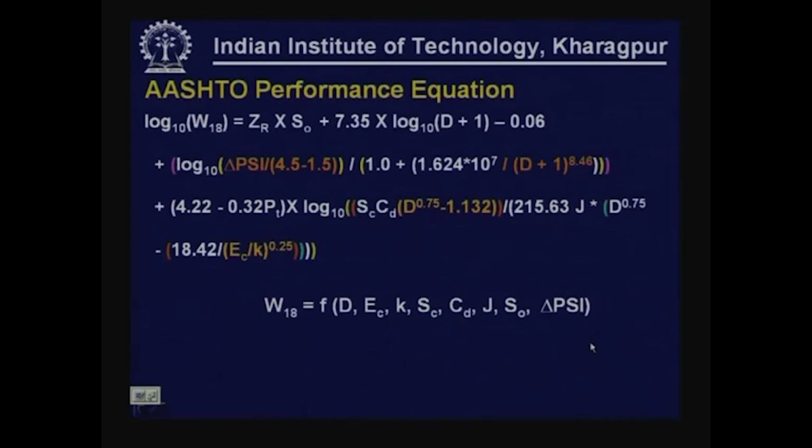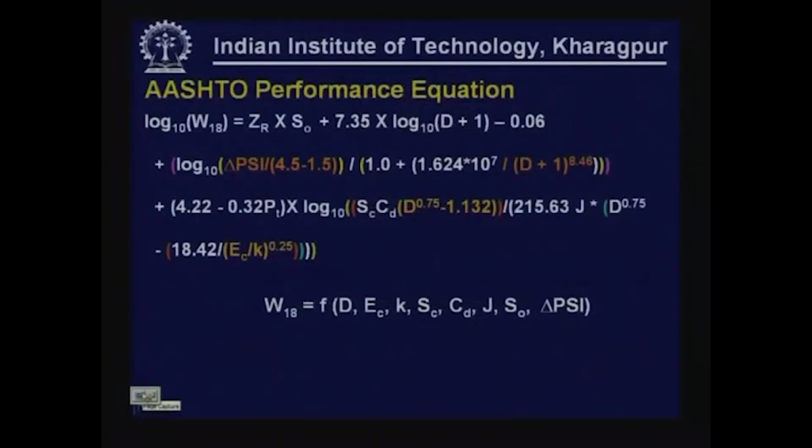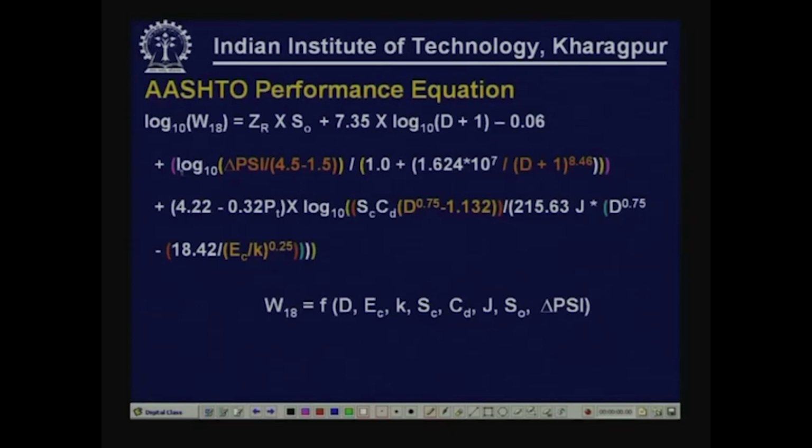This is the performance equation which is the heart of the design of concrete pavements using AASHTO procedure. As you can see here, the number of repetitions, which is expressed in terms of standard axle load repetitions, is expressed as a function of all the pavement parameters and the reliability parameters. Let us have a look at this equation. Log W18 will have the explanation of what all these expressions or parameters stand for.